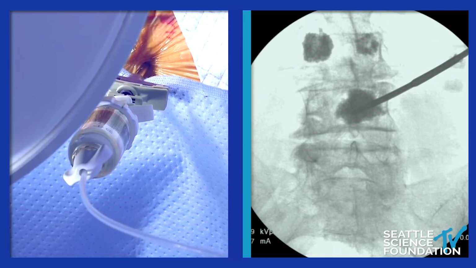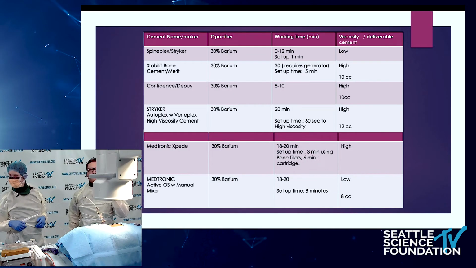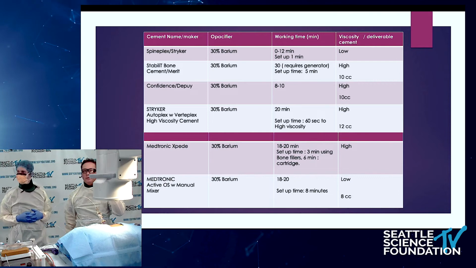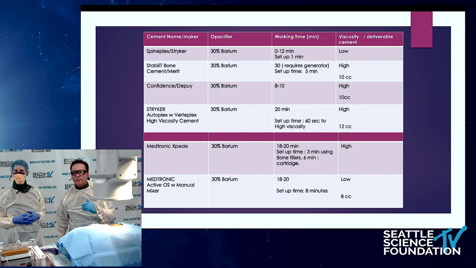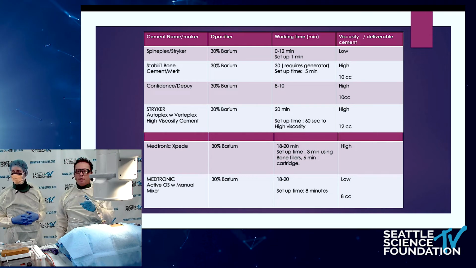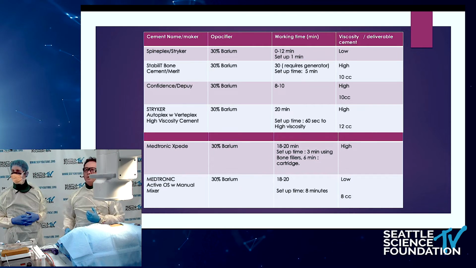If you want to bring up the slide regarding some of the cements here, it's just some examples of some of the cements that we use and most commonly used, at least. So we talked about the Medtronic one. We were using X-Speed here down on the bottom there. 30% barium, working time of 18 to 20 minutes. Setup time is 3 minutes. Fills the bone filler in about 6 minutes.